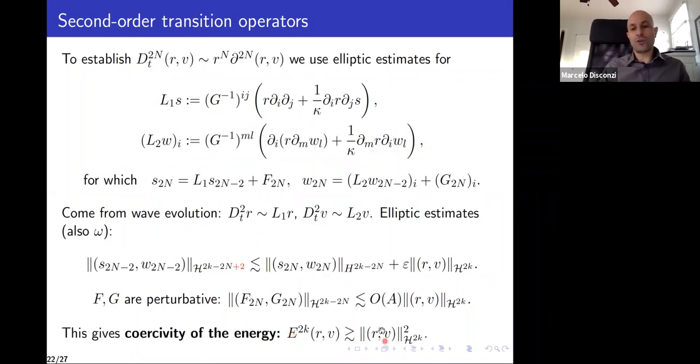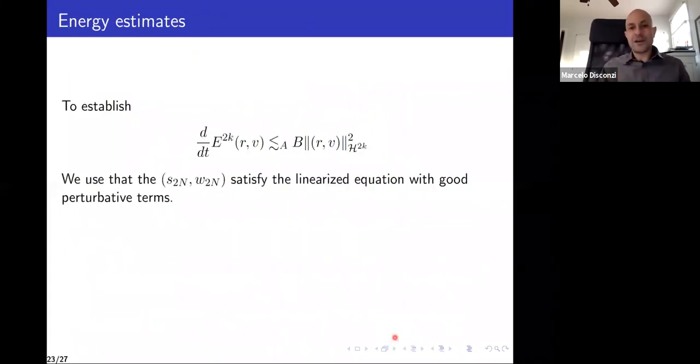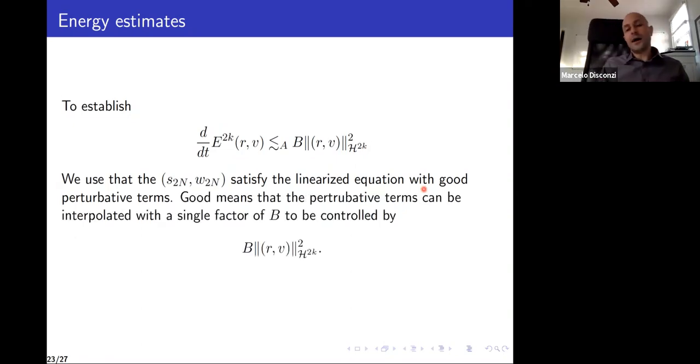So the energy controls the norm. The other inequality is not so difficult. That's how you get the equivalence of the energy and the norm. And then you can finally establish energy estimates. The energy estimates you establish again by using the good linearized variables and using the fact that it satisfies the linearized equation with some good perturbative terms, except that good perturbative terms in this slide has a different meaning than in the previous one. What good means is that we can always treat these perturbative terms by interpolation, always with a single factor of B, because you want the inequality to be linear in B to get the continuation criteria.